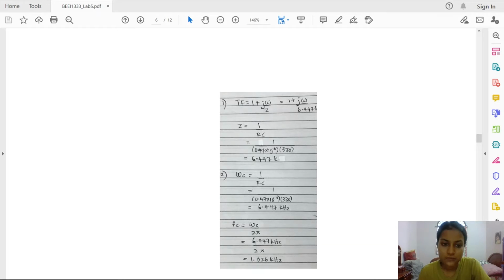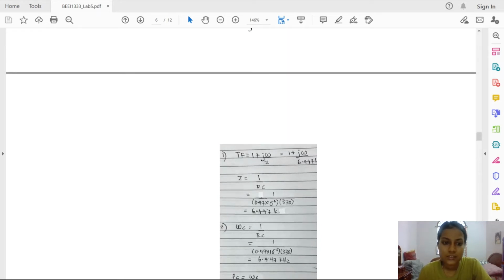The purpose of us converting the value of omega C to frequency is to ease us when drawing the Bode plot, because the units in the Bode plot are given in kilohertz. Okay. Sorry, it is given in the form of frequency, not omega C.